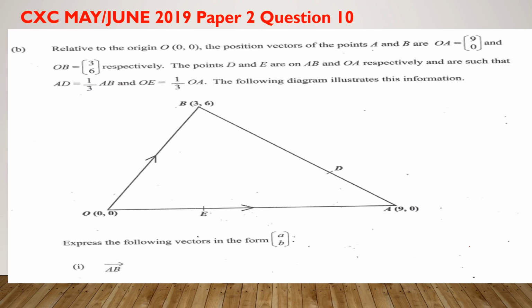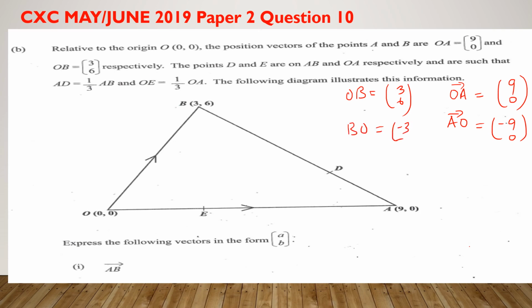We know that OA is 9, 0. We also know if we turn that around, we go in the opposite direction, we'll get -9, 0. OB is 3, 6. We turn that around, we're going to get negative 3, negative 6. Right, let's put our arrows above.